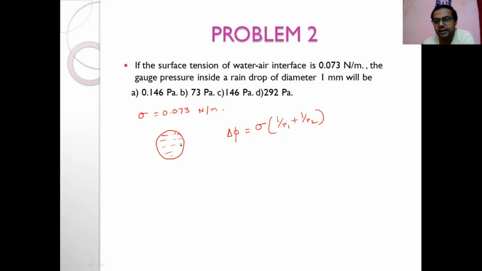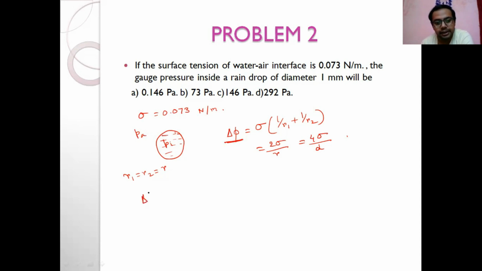Now, as it is spherical in nature, R1 is equal to R2 is equal to R. So, delta P is 2 sigma by R. In terms of the diameter, 4 sigma by D. That is nothing but the pressure difference, inside pressure minus outside pressure. Outside, atmospheric pressure is already there. So delta P always comes in terms of gauge pressure.